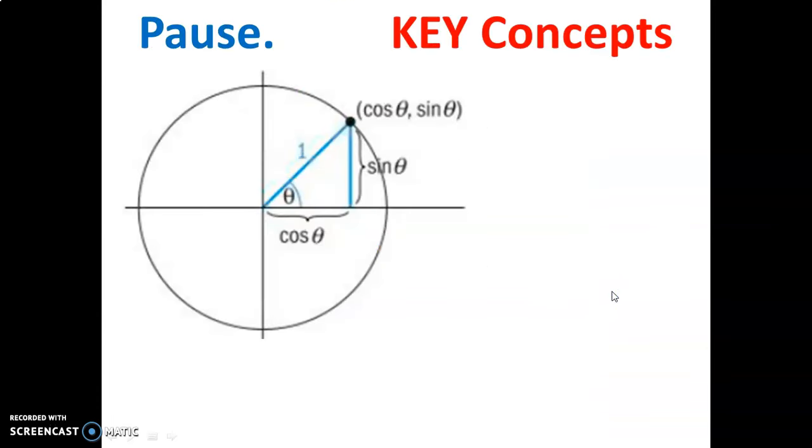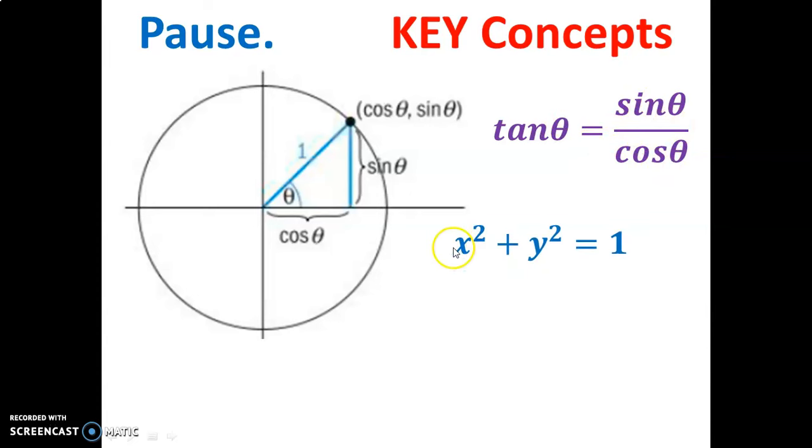Let's jump from there. So to recap these key things about trig, we have a right triangle sitting in our unit circle, hypotenuse of 1. The y value is given by sine, the x value is given by cosine, and that's a coordinate here. We know also that tangent of theta equals sine theta over cosine theta. So remember that rule.